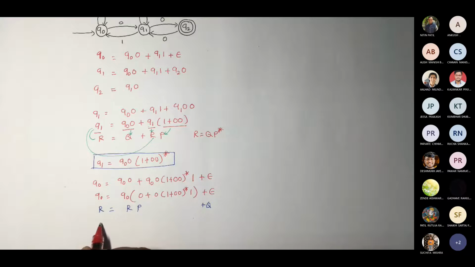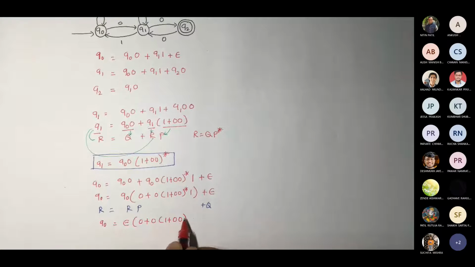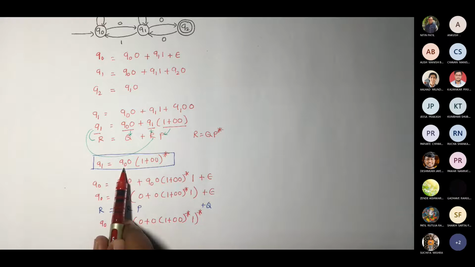So how will we write this? Q0 equal to, now this epsilon, which is Q. Now this whole thing is P star. So 0 plus 0 1 plus 0 0 star 1 star. Is that fine? So this whole P we took, now it's QP star. So this is Q. So now we have the Q0 value. We definitely can put it here to get Q1, and we definitely can put it here.